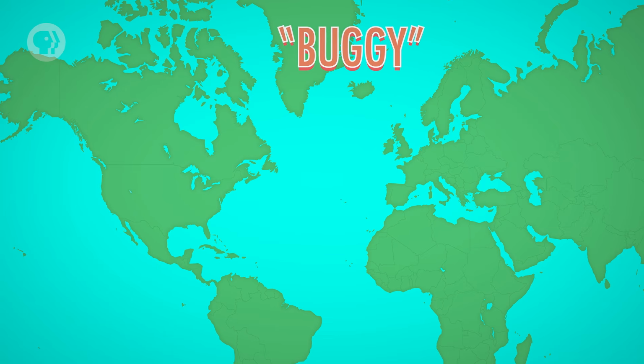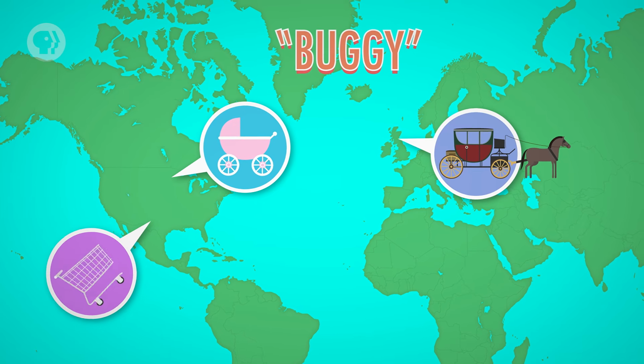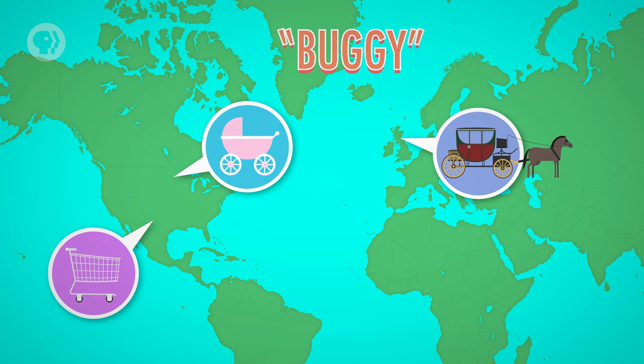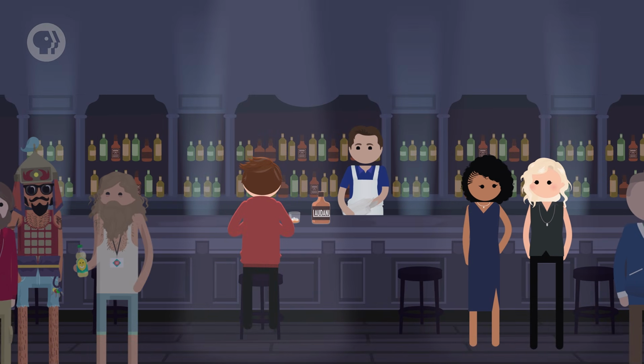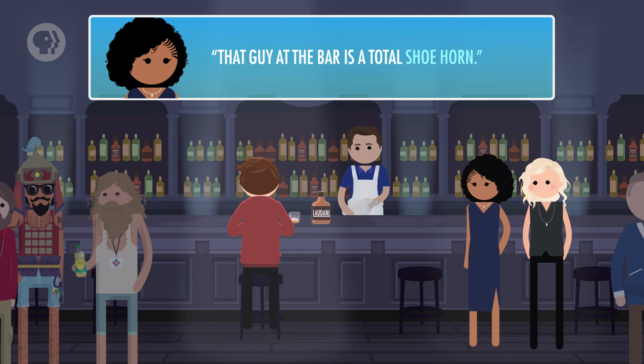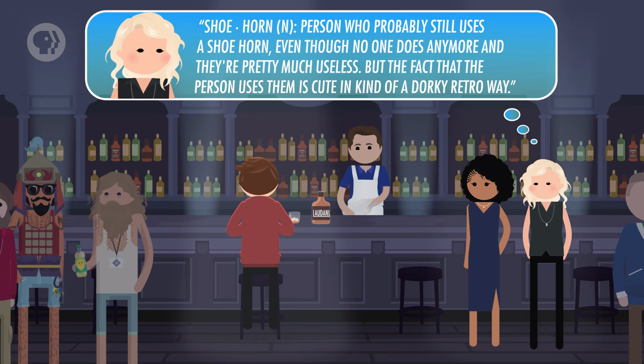Think about the regional differences in words that might be specific to your town or school or group of friends or family. And what about this? Do you and your best friend have code words? Words that you use to talk privately even when you're in public? Like the two of you could be at a club and one of you would say to the other, "That guy at the bar is a total shoehorn," and the other one would know exactly what you meant.